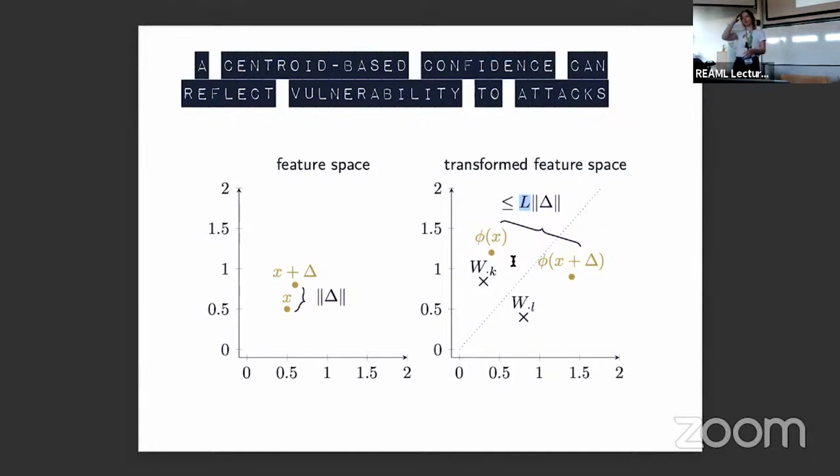If you don't know, the Lipschitz constant basically bounds how much something which is close in the input space can then be pulled apart in the output space. So if the Lipschitz constant is 1, then this distance here is at least maintained, right? So then phi of X plus delta can be at most as far away as X is from X plus delta. So the smaller the Lipschitz constant, the more local similarities are preserved.